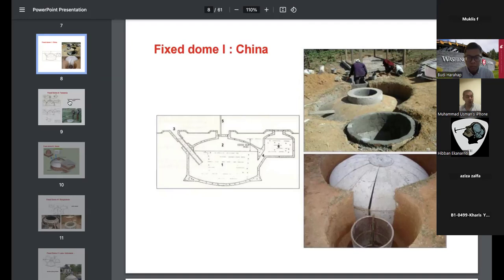But this problem is not present in floating type biogas plants, because in those plants, the drum can move upward as well as downward with the increase or decrease of gas. But in this type of biogas plant, the drum is fixed. That's why they are called constant volume biogas plants. Next, please.